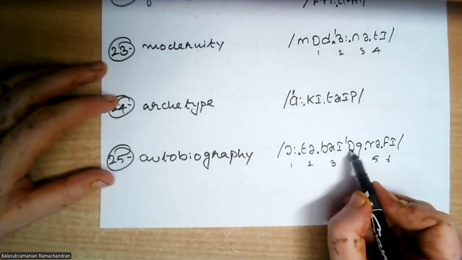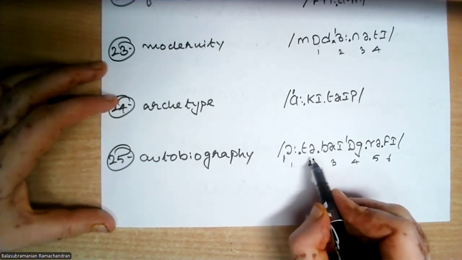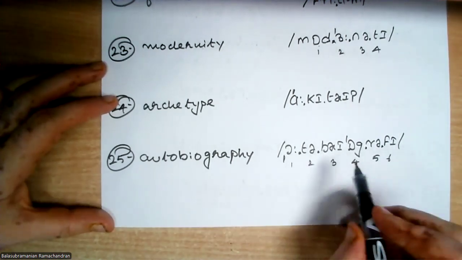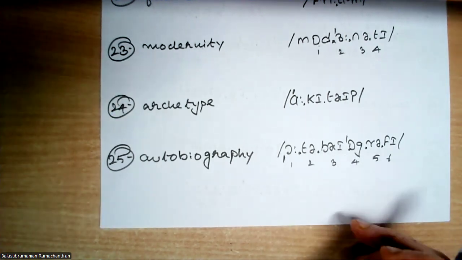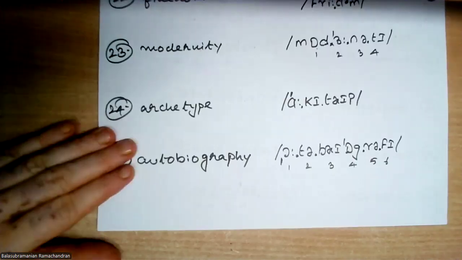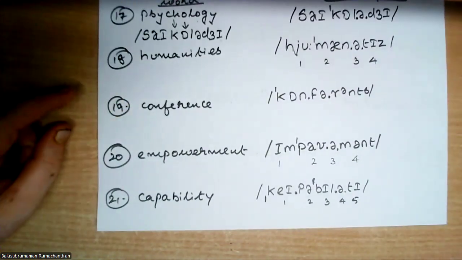So now we have the primary stress here, the secondary stress is here. It is not autobiography. It is autobiography. And again, don't worry. So this completes the transcription practice. So we have gone through this. Okay. So don't worry at all.